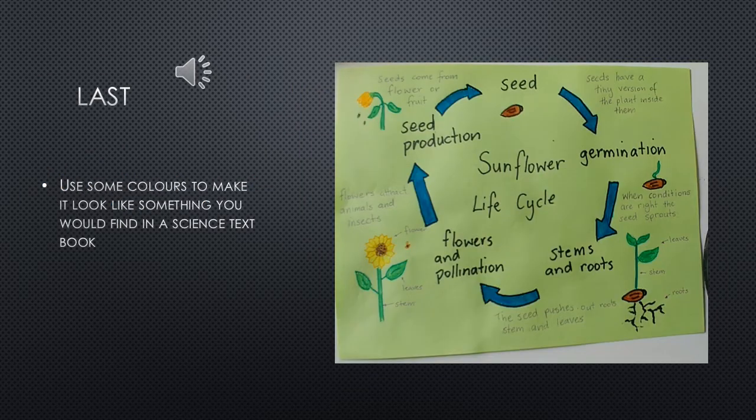Last step is to make it look gorgeous. You can see that I've added a lot of colour to mine. I've traced over my handwriting with a pen so that it's easier to read. And I've labelled all the parts of my flower and my plant as it's coming out of the seed, just because that's what scientists do, and I'm trying to make it look like something that would be in a science book.